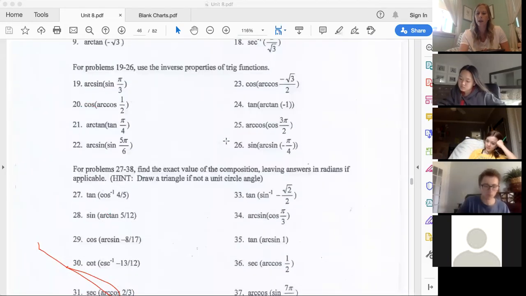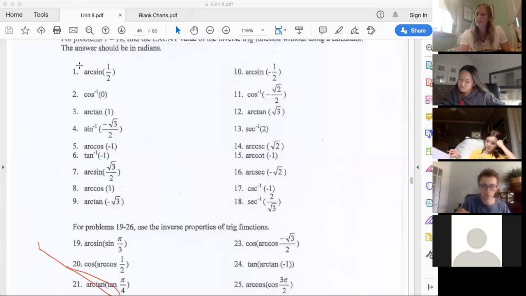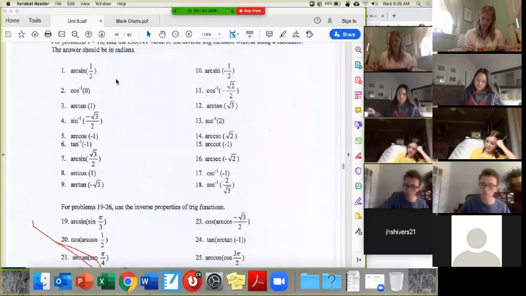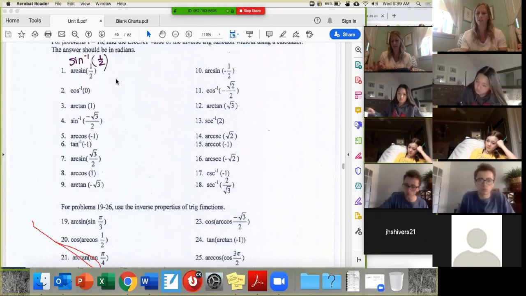Take a look at page 234. This arc sine business, I don't really care about this page too much. But this is the same as this. Arc sine is like an old way of writing inverse sine. So arc cosecant is just inverse cosecant, that kind of thing.